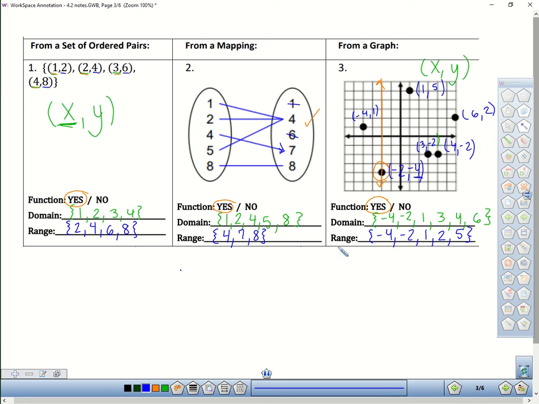So these are all the y's. The range are all the y's. The domains are all of the x's. Okay, does that make sense so far? You guys with me? You guys got this down? All right. Sounds good.